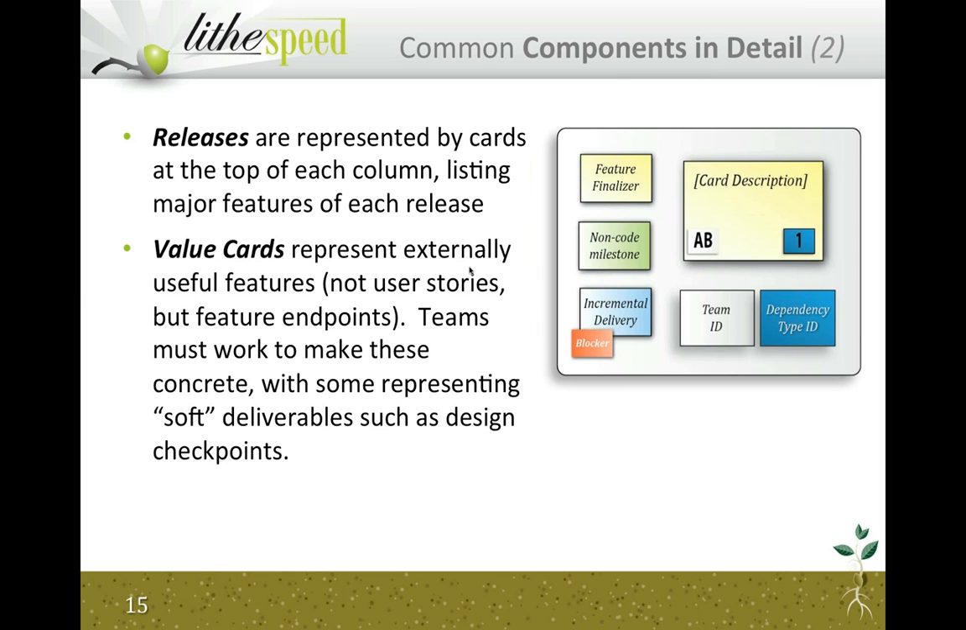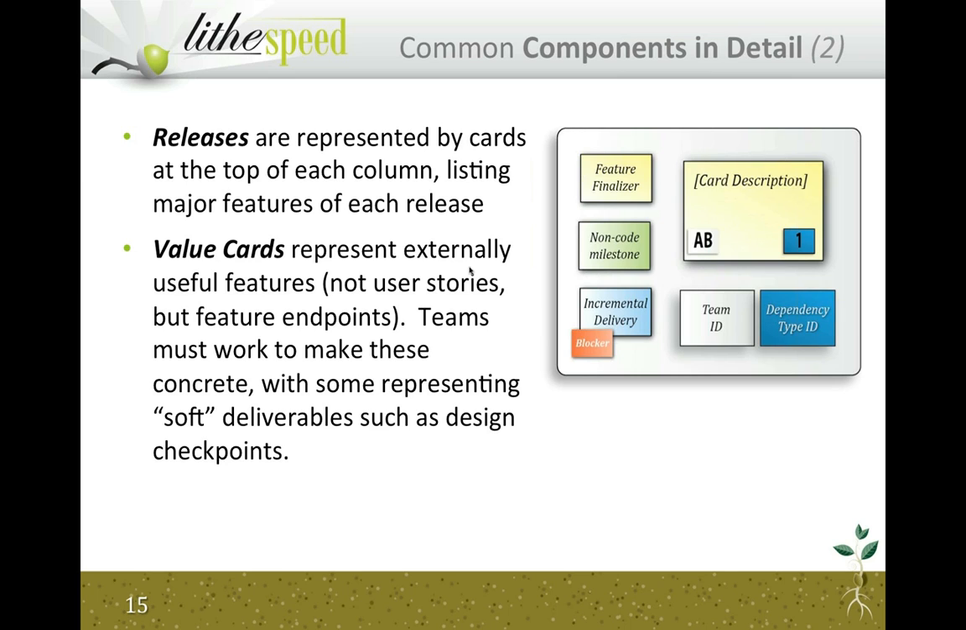The cards that are actually on the board are of a few different varieties. At a very high level, think of these as integration points, or major delivery points. And we tend to lump them into a few different categories. We've got the so-called feature finalizers, non-code milestones, and incremental deliveries. And you'll see a few other things there.